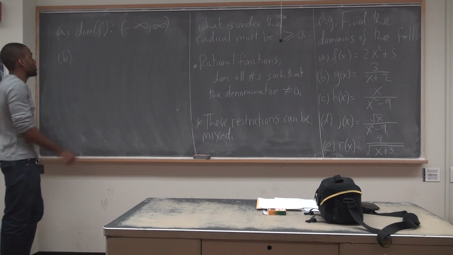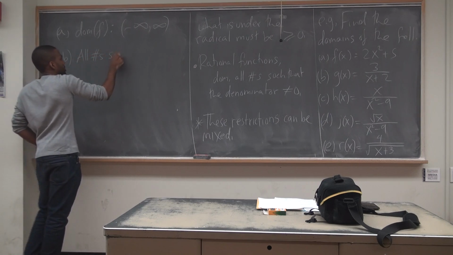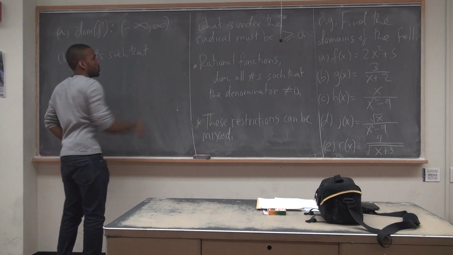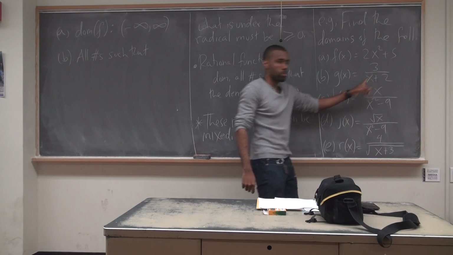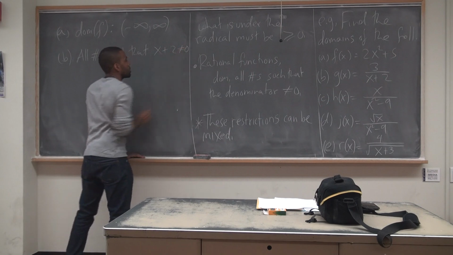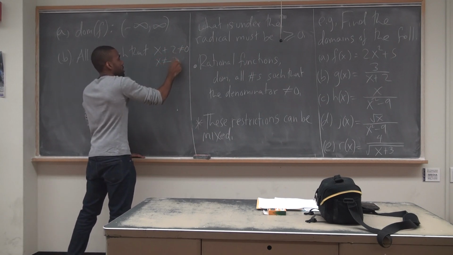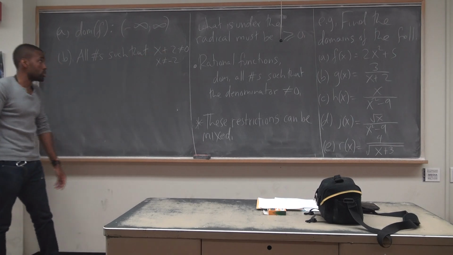All numbers except negative 2. All numbers such that, what do we not want? Well, it's a fraction. We know we can't divide by 0, so we want the denominator to not be 0. Such that x plus 2 is non-zero, which means that your x cannot be minus 2, because if we set that equal to 0, you get x equals minus 2.